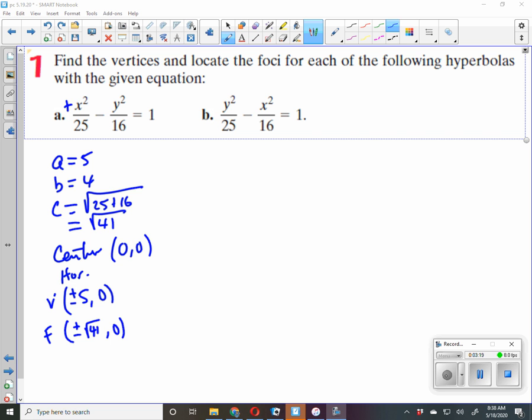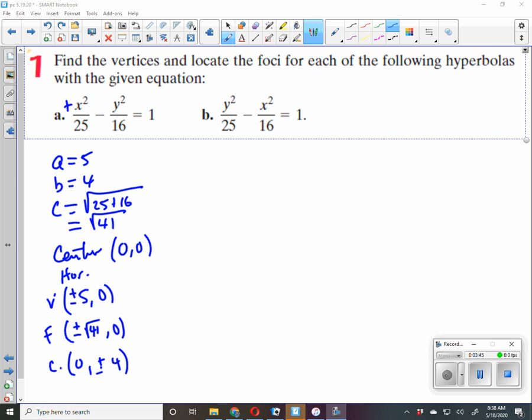Square root of 41 is going to be a little bit bigger than 6. You're going to want to graph, we'll call it the covertices. They aren't really covertices, but you're going to want to graph the covertices. That's going to be 0 comma plus or minus 4. Our job here was to find the vertices and the foci.